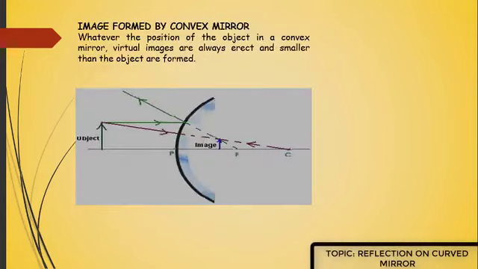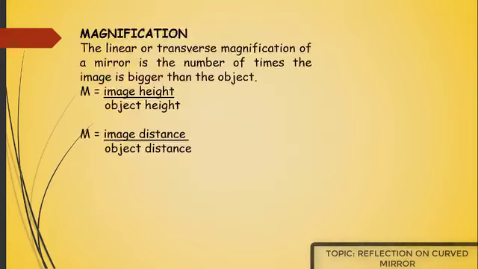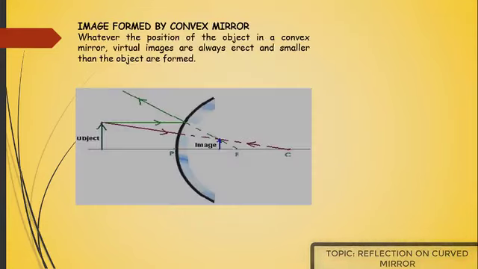Alright, now let's look at images formed by convex mirrors. Whatever the position of the object in a convex mirror, it's important to note that the images are virtual, always erect, and smaller than the object.